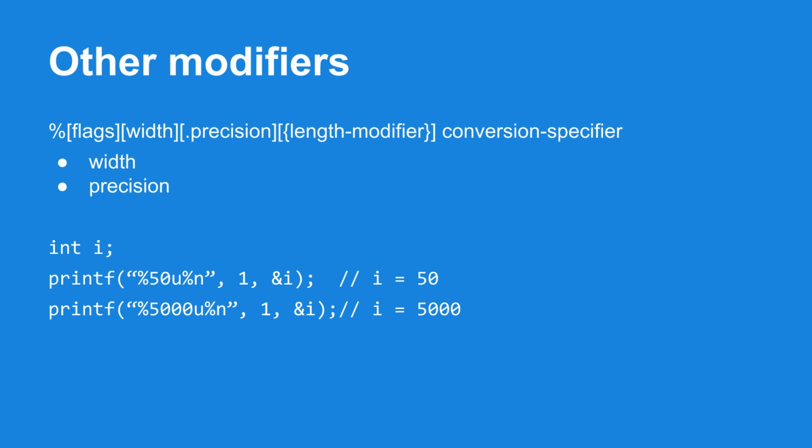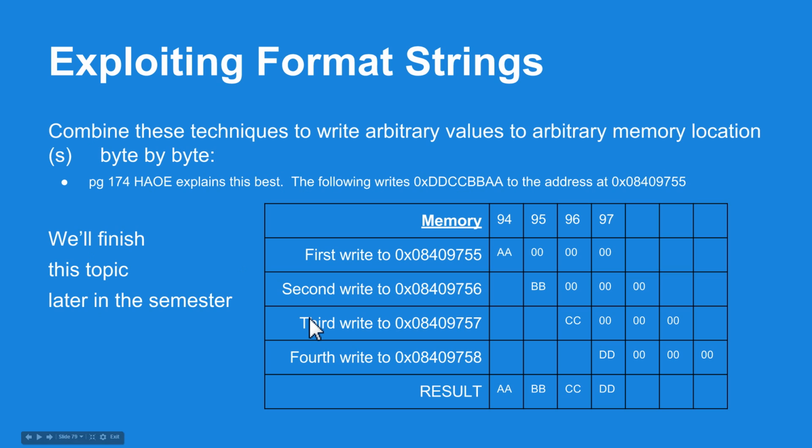So the other modifiers are width and precision. For instance, the following line will write an unsigned. %u will map to 1, and it will expand it out to 0.0000000 and so on to 1, such that it's going to be 50 characters wide. And then write it to i, which is effectively going to be i equals 50, and so on. This will write 5,000 characters and store 5,000 in i.